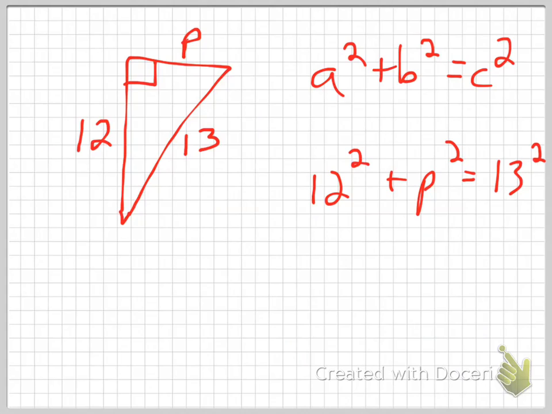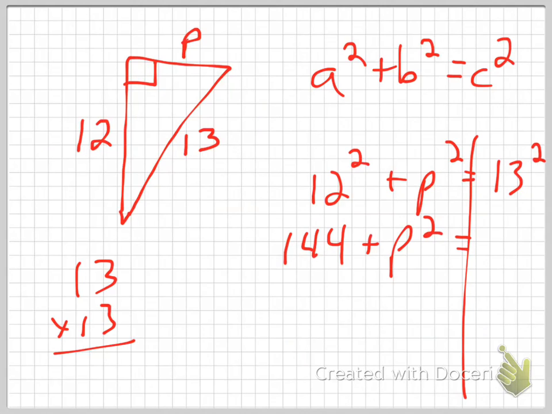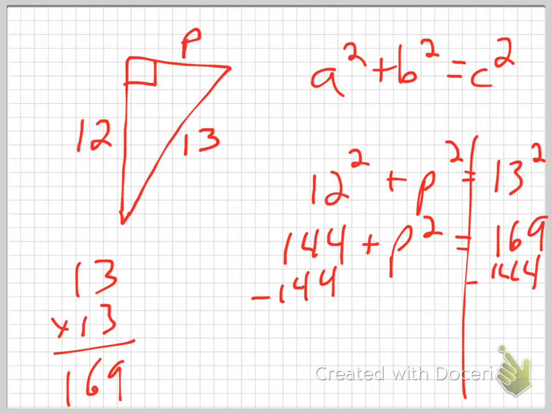Okay. What is 12 squared? 13 squared. What is 13 times 13? It's 169. What do I do now? Is the variable happy? No. We need to get rid of things. What do I take care of first? Minus 144, minus 144. That leaves me with P squared equals 25.